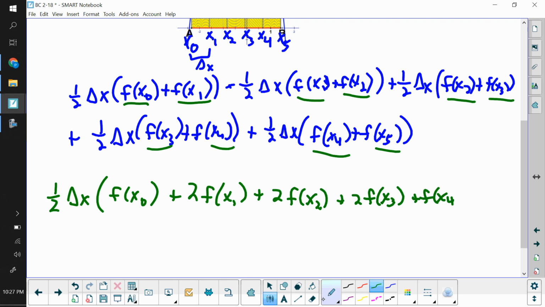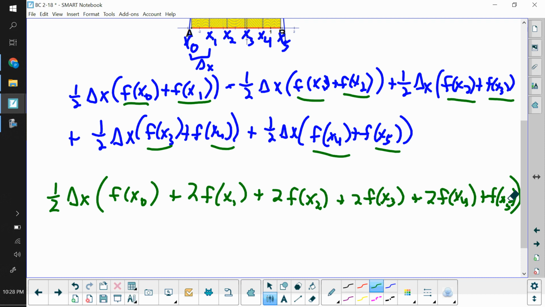Oops, I forgot my 2 in front. But then we only have one f of x5 because that was only used in the fifth trapezoid. So all those middle ones have 2's in front again because those y values were used in 2 separate trapezoids, but the outer ones were only used in 1 trapezoid.